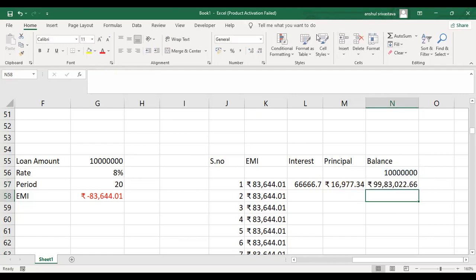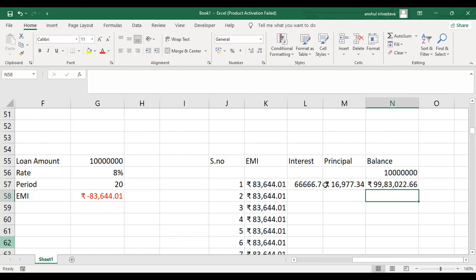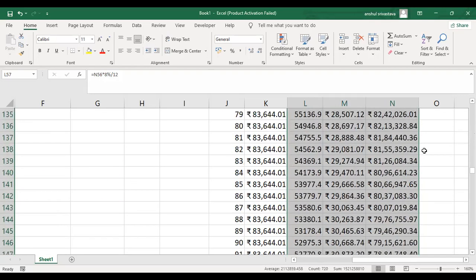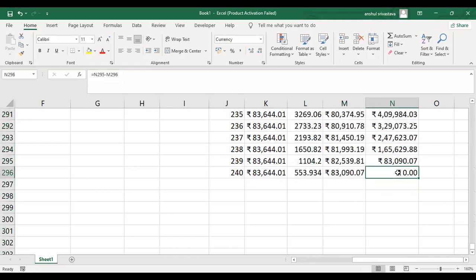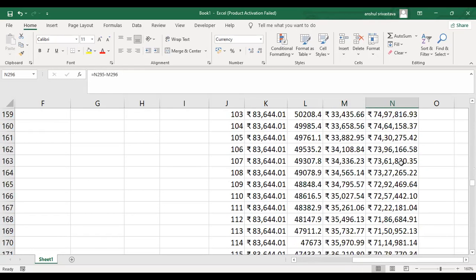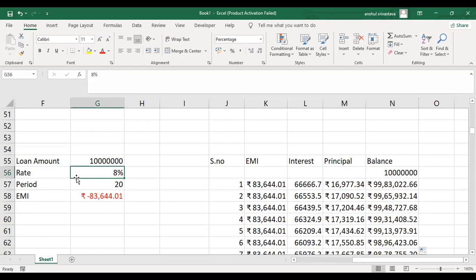Now what do we do? We'll have to repeat this calculation 240 times. Nothing else. This is the only calculation we have to do while making an amortization schedule. To repeat this calculation, see this: select all this, go to the corner and double click. The moment you do, you will find that it has been filled till the bottom and the last balance is 0. So this is the original amortization schedule of a 1 crore loan at 8% rate of interest for a period of 20 years.